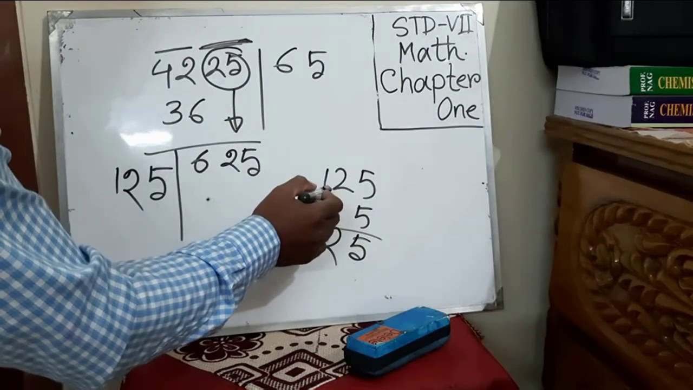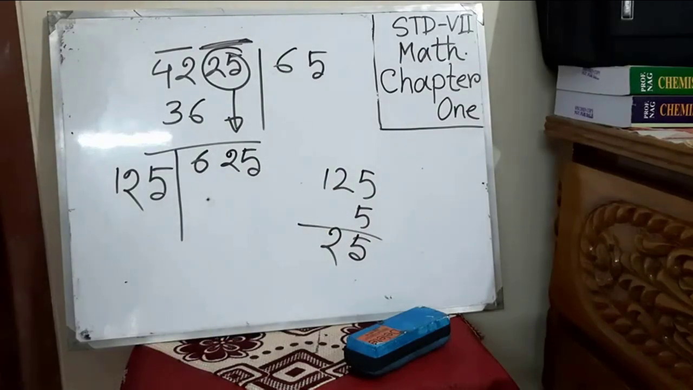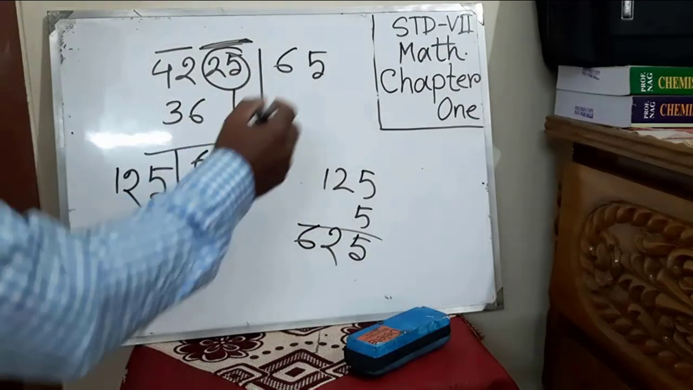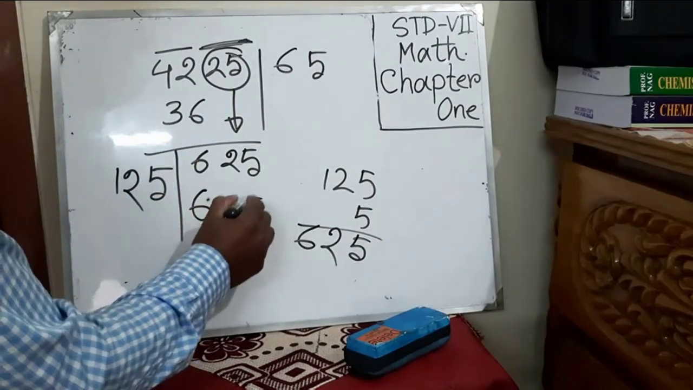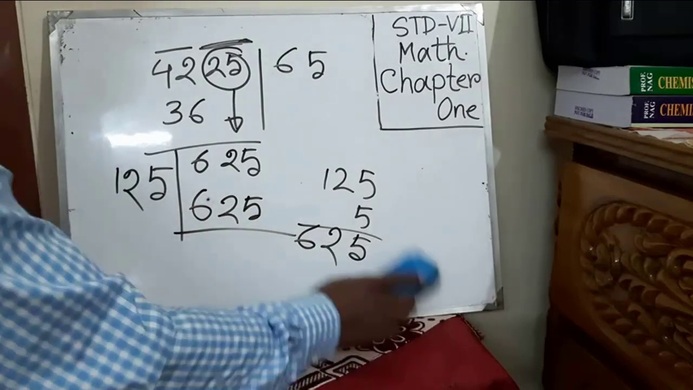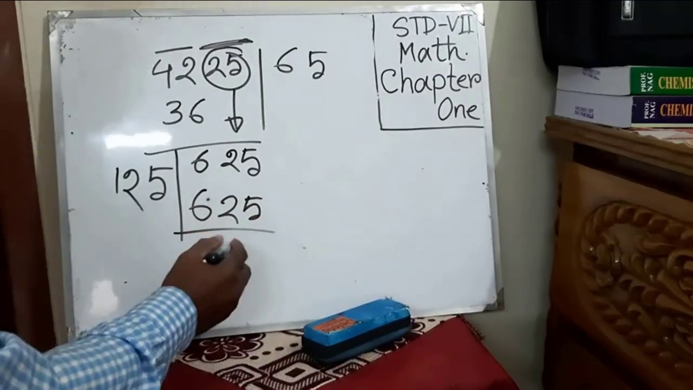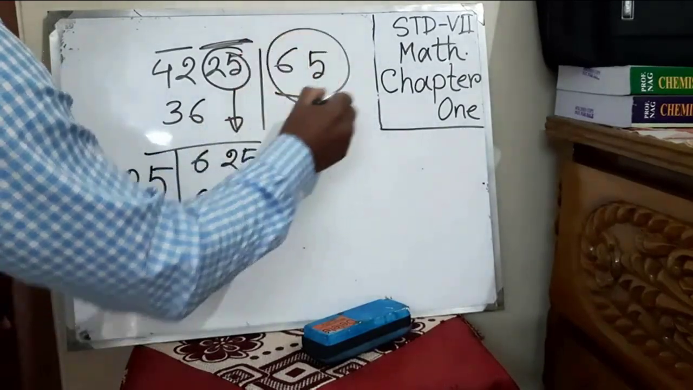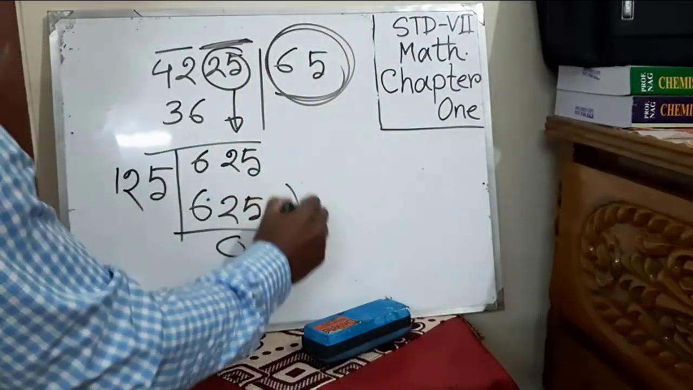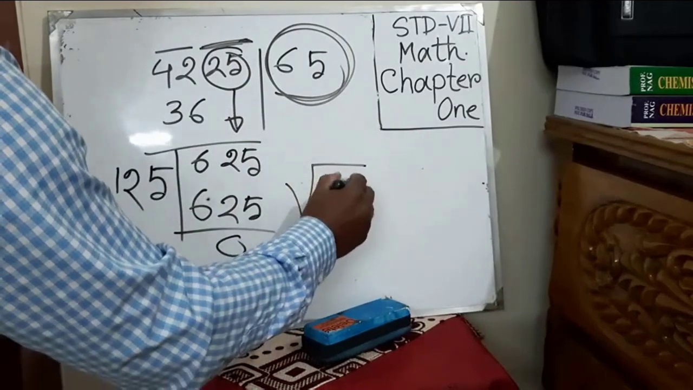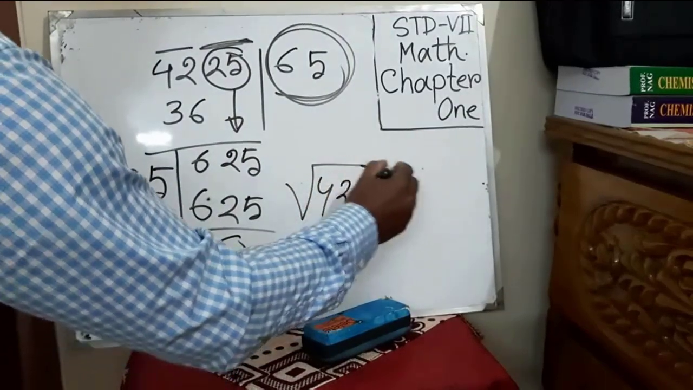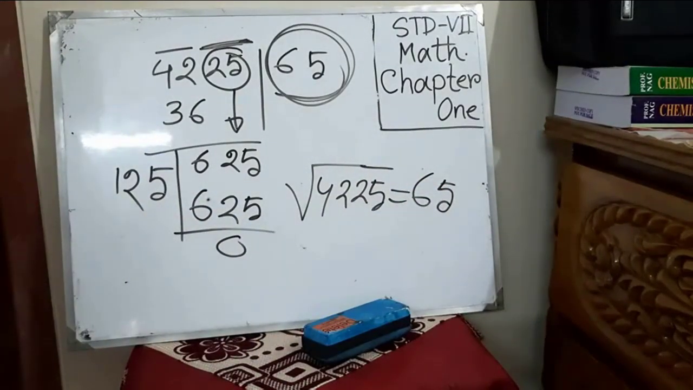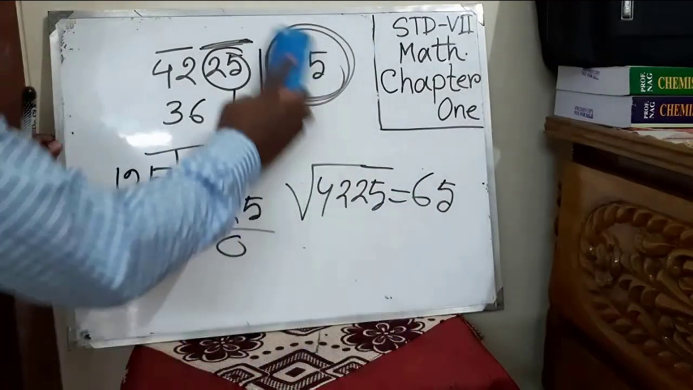Then 5 1s are 5, and 1 plus 5 is 6. Look, 5 times 5 is 25, so it will be 625. Which one will be the square root? 65. Then we can write here 4225 equals 65 squared. 65 is the square root. We will practice another one.